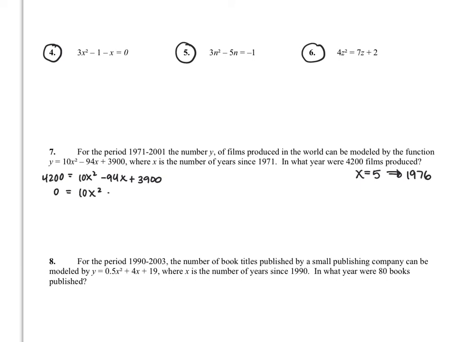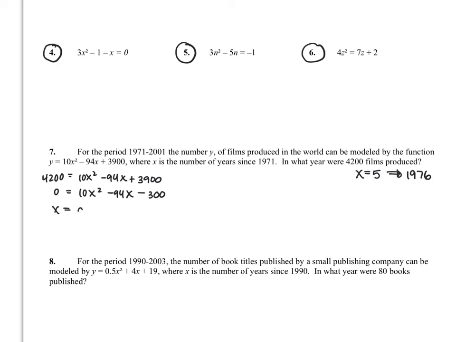When I do that, I'm going to get 10x squared minus 94x minus 300, because 3,900 minus 4,200 is negative 300. Now I have no idea if this is going to be factorable or not. All I know is that the numbers are really big and I'd rather not deal with them, even though there's a GCF. So what I'm going to do is use the quadratic formula.